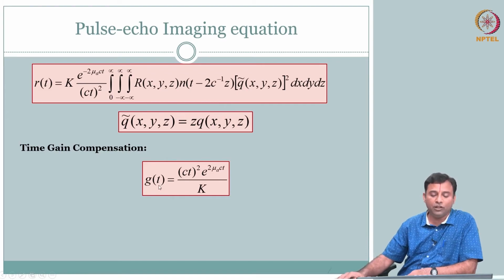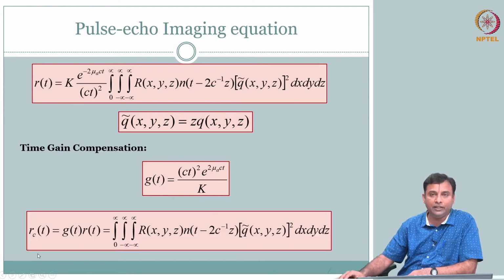So, that is your g of t. You can write your r of t essentially as gain compensated, g of t times r of t. So, this is your signal. What is this signal? This is the receive signal, a complex signal. You have your R of x comma y comma z and all other terms. So, this is a complex signal that you are receiving.